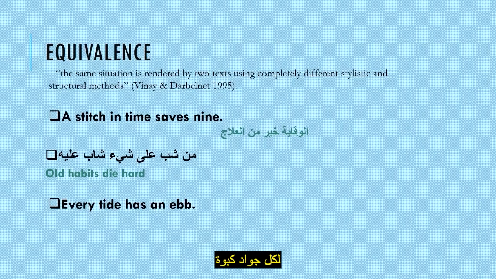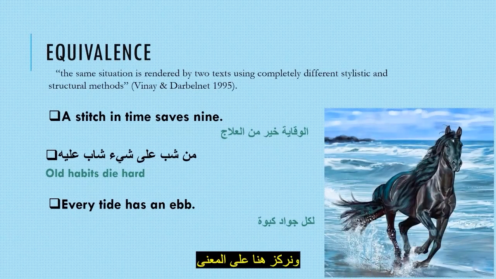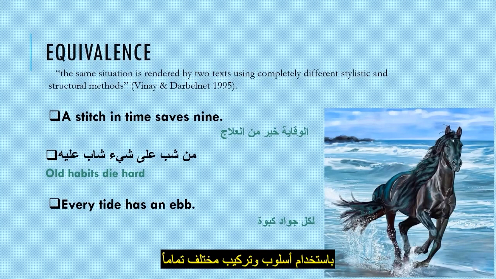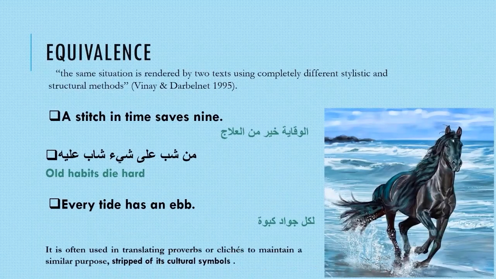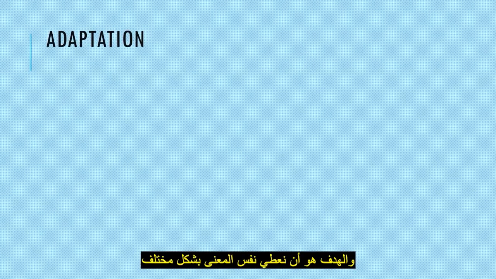Every tide has an ebb. Again, you can find that phrase, that proverb translated as لكل جواد كبوة. Here we focused on meaning, using completely different stylistic and structural methods. This could be an effective procedure in translating idioms, proverbs, clichés. The point is to give similar meaning in different form.